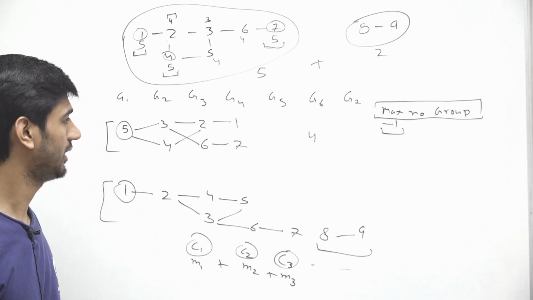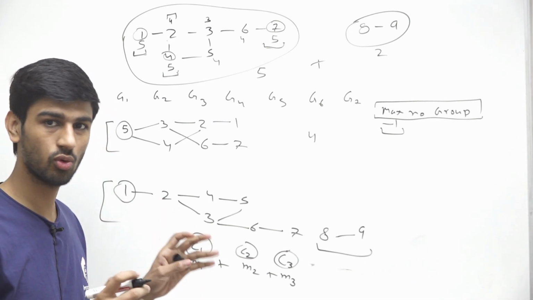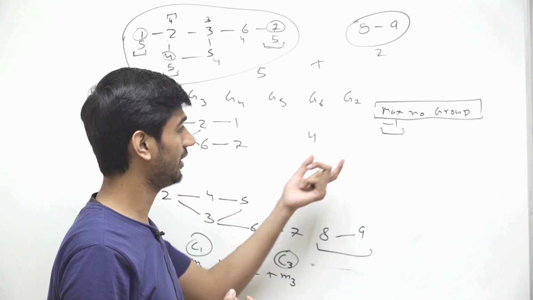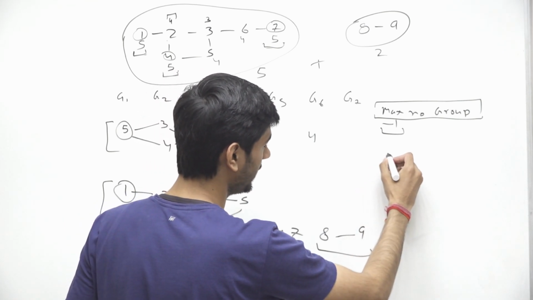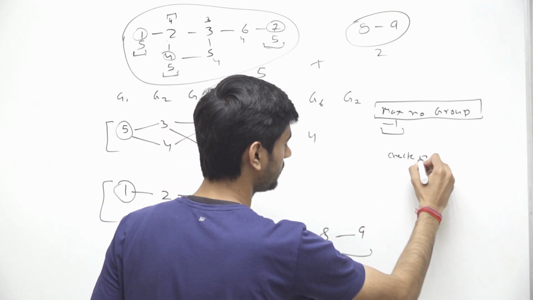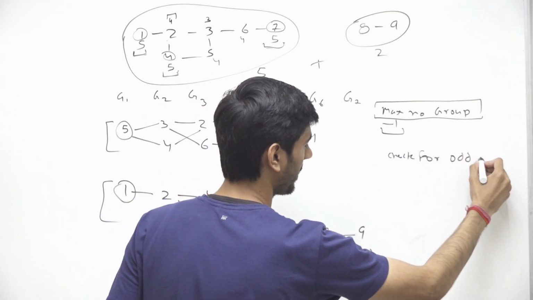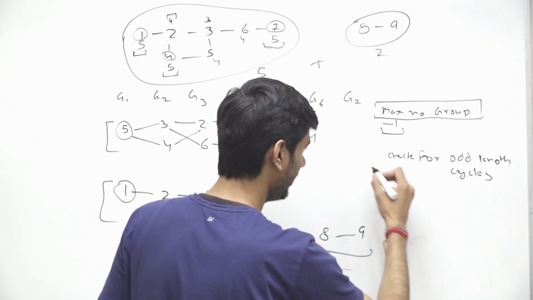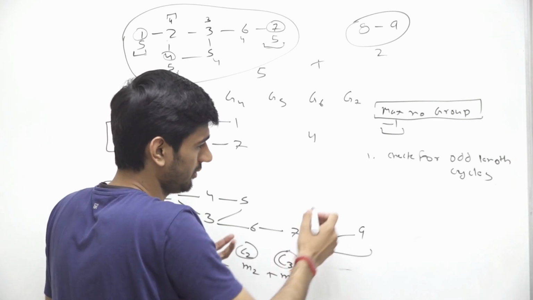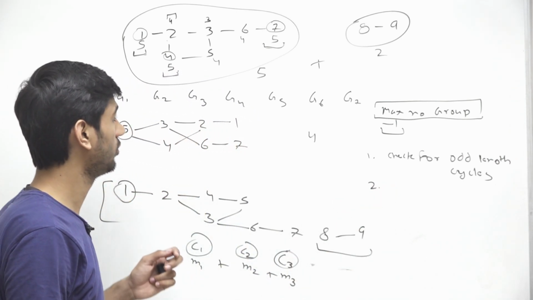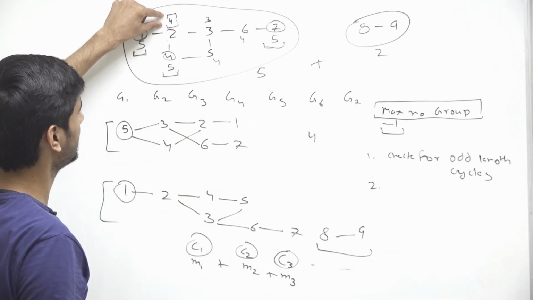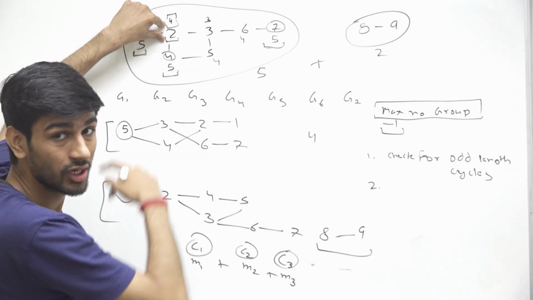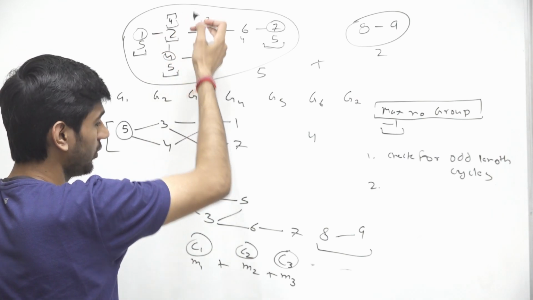So now let us try to code this whole thing. Let me write the pseudocode first. We discussed that we will have to find out if we have odd length cycles or not, right? So first we need to check for odd length cycles. This is the first thing we need to do. The second thing is we need to find out these values for every node. And what are these values? These values are the shortest distance from this node to the farthest node, right? We need to calculate this distance.